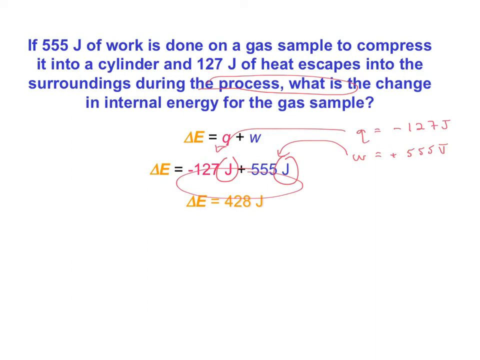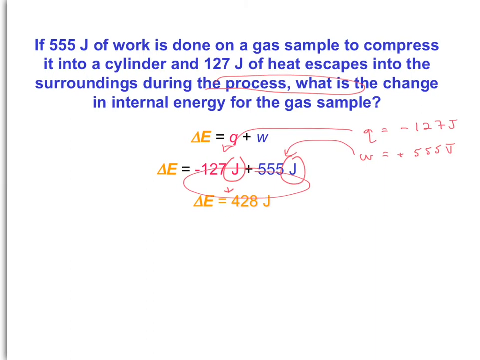So our overall value here is positive. We have a positive 428 joule energy change. So your overall reaction, or your overall setup, is going to give you a positive energy change. In that same right, because we have a negative Q value, we know that by default we're going to have an exothermic aspect to this setup.